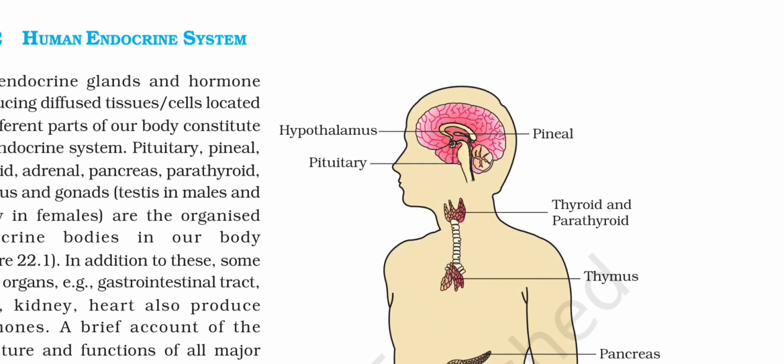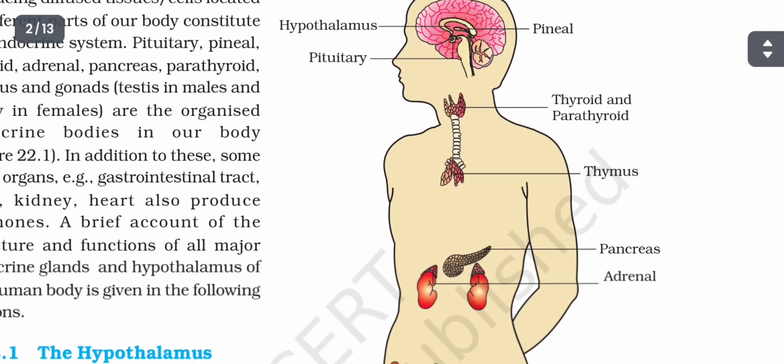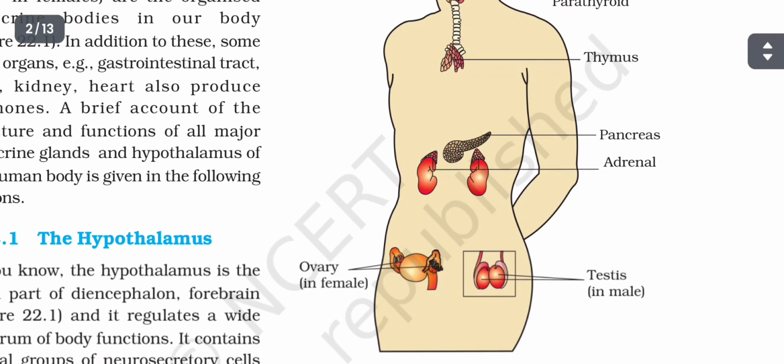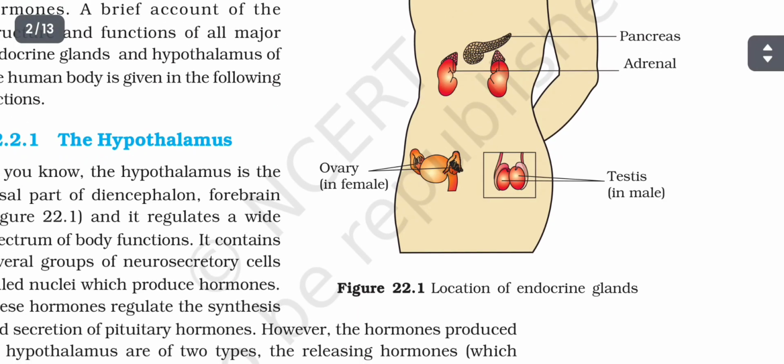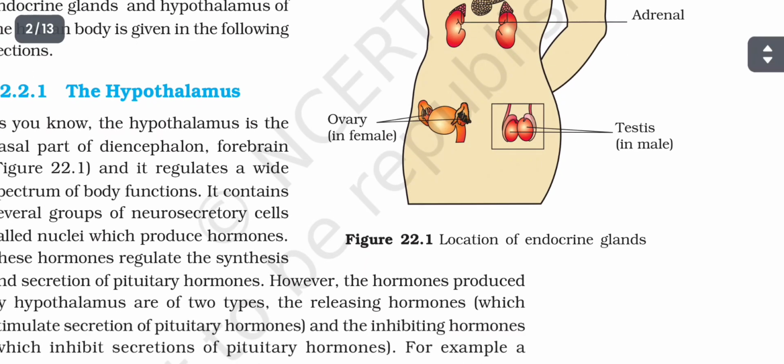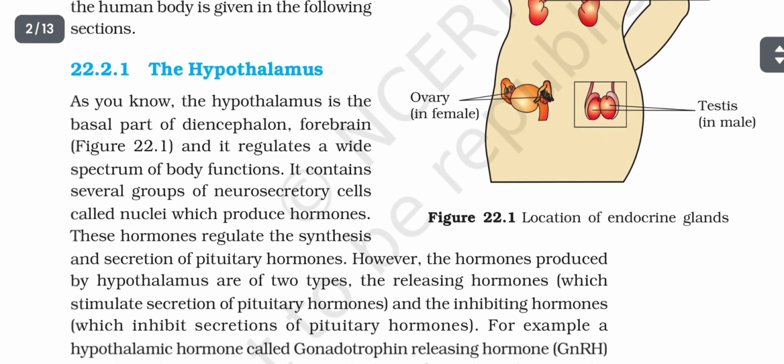Hypothalamus, pineal, pituitary, thyroid and parathyroid, thymus, pancreas, adrenal, testes in males, ovaries in females. These were the locations of endocrine glands.